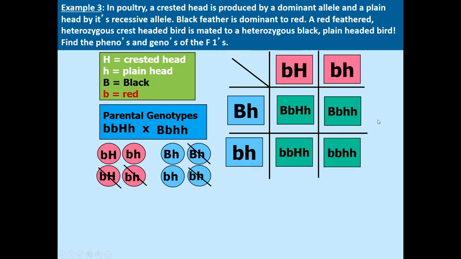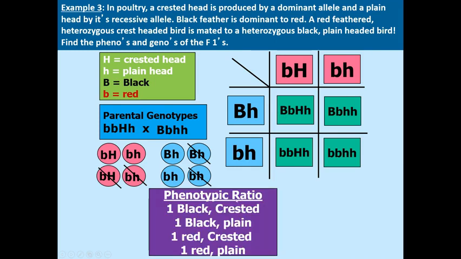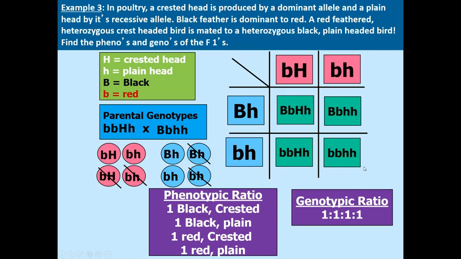Let's look at the phenotypes. This first one is black and crest-headed. The second one is also black, but plain-headed. Third one is red and crested. And the last one is red and plain. The genotypes are all different, so we write 1 to 1 to 1 to 1 ratio.